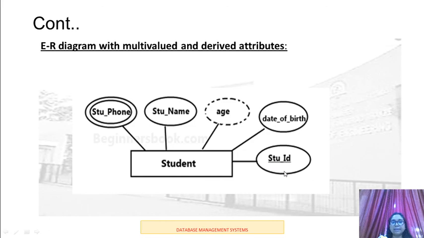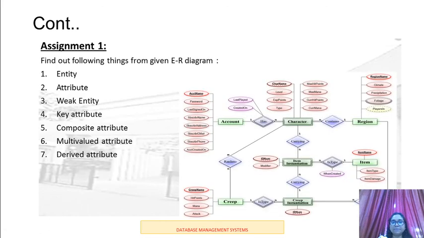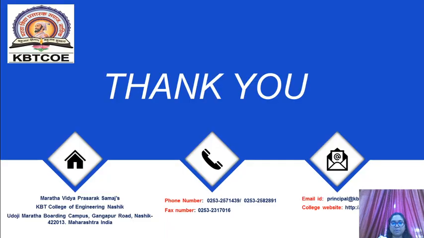So these are the entity ER diagrams. Now we are taking one example. This is your assignment. Through this assignment you have to find out what the entities are, how many entities there are, how many attributes there are, and what the weak entities, key attributes, composite attributes, multi-valued attributes and derived attributes are. You have to find out these things. Thank you.